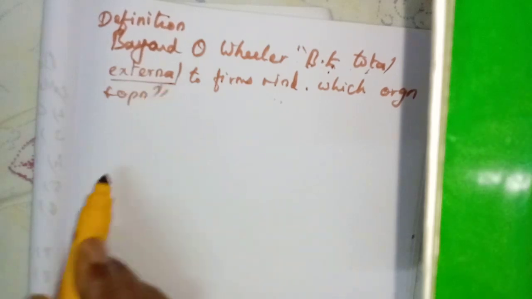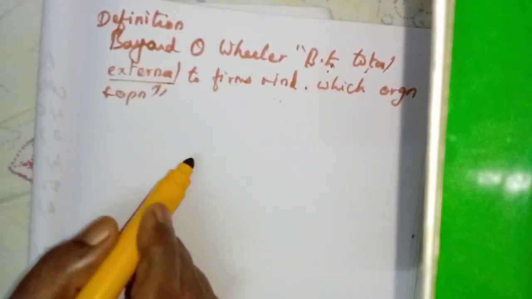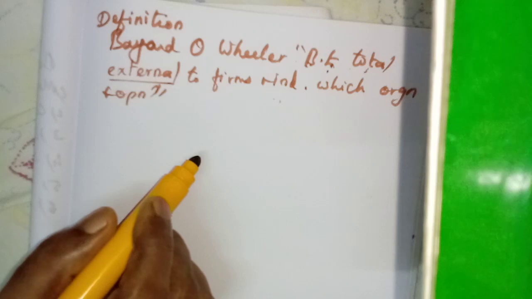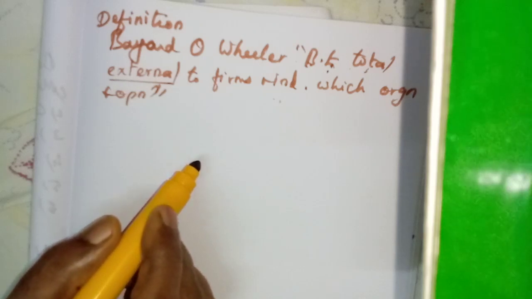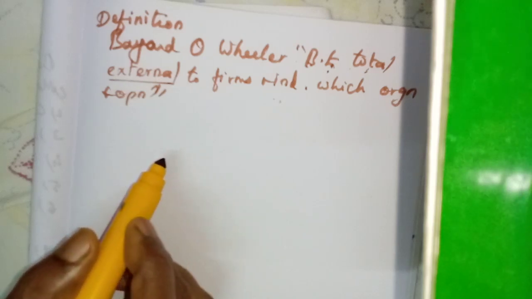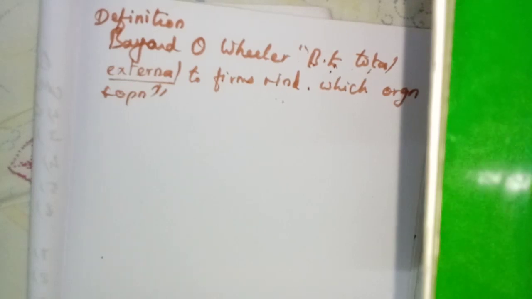That is called business environment as per Bayard O. Wheeler. Okay, one is enough, I think. Another one has said, Arthur Beeman. He has said business environment encompasses the climate or set of conditions.